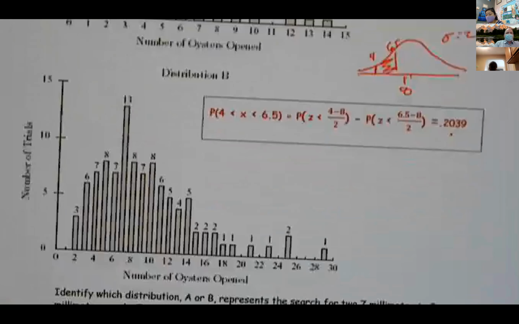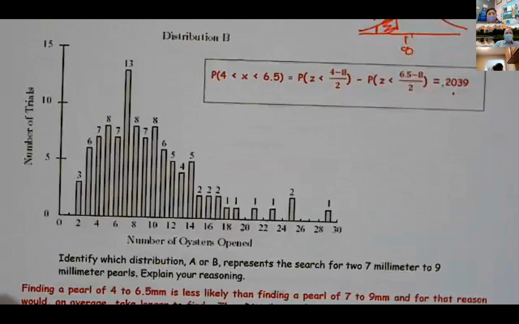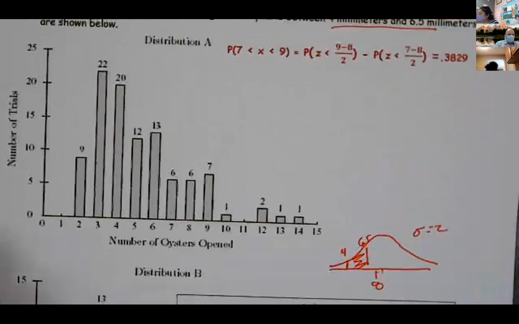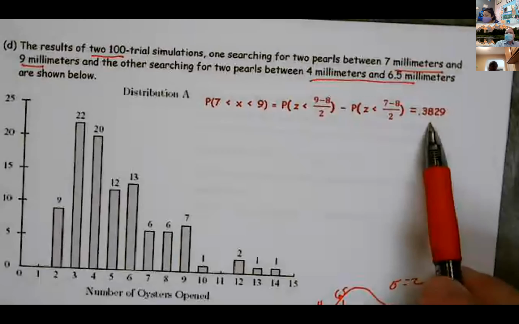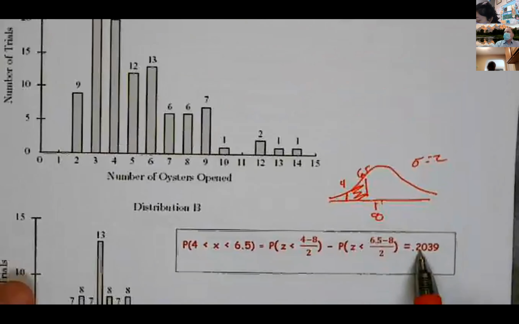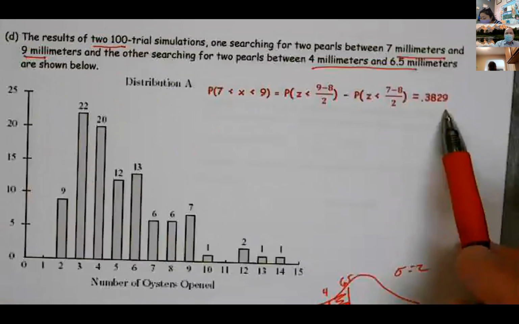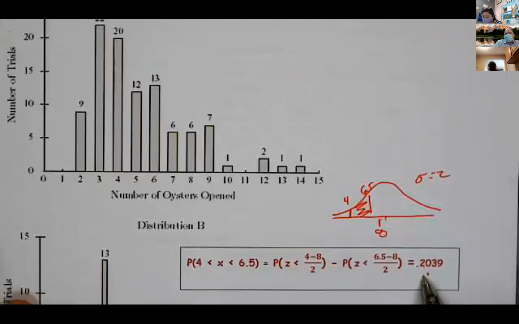Then they ask a fairly tough question. They said, identify which distribution, A or B, represents the search for 2 7-to-9 millimeter pearls and explain your reasoning. So I'm looking at this and I go, well, there's a 38% chance of getting one that's the right size. And here there's a 20% chance of getting one the right size. So clearly this would take longer to find and this would be shorter to find. I have a 40% chance of success, or 39% chance. Here I have about half that.